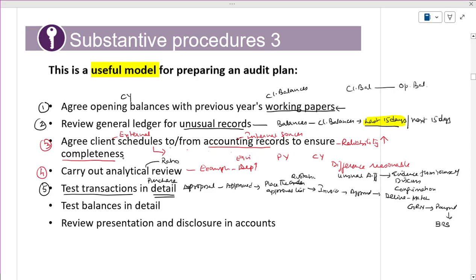If you are putting it like this, this is not one point. This is almost one answer, I can say. This is one complete answer from the approval till BRS. It is an answer for 5 marks. This is test of controls, right? Yeah, test of controls.